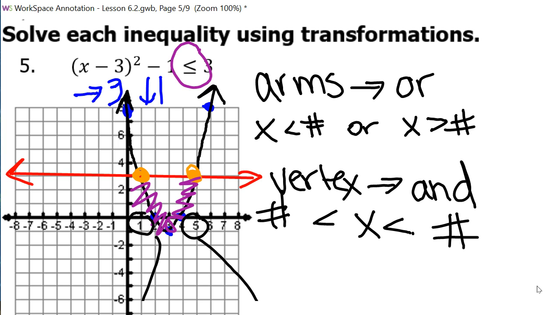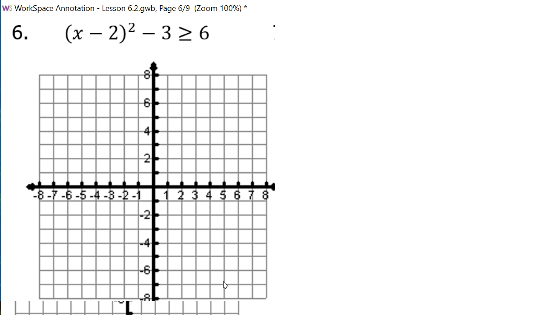Next one, number 6. What does the minus 2 inside the parentheses make it do? Right 2. What does the minus 3 at the back make it do? Down 3. So from the origin, we need to move it right 2 and down 3. Go over 1. What is 1 squared? 1. So from the origin, we need to move over 1 and up 1 on both sides.